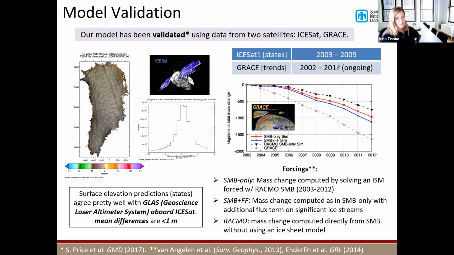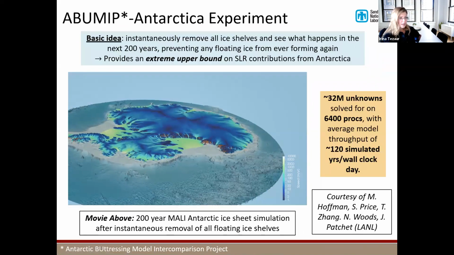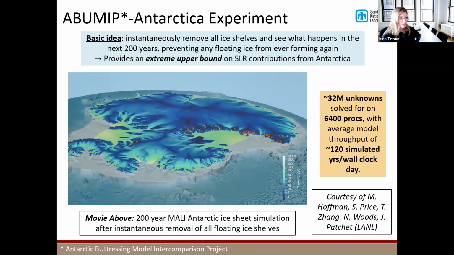There are a lot of papers and presentations with science results that are maybe a little less glamorous, but very interesting nonetheless. The first thing we did before doing real science runs was validate the model using two satellites, ICESat and GRACE. I don't have time to go into this, but there's a paper in GMD from 2017 that details some of those comparisons.